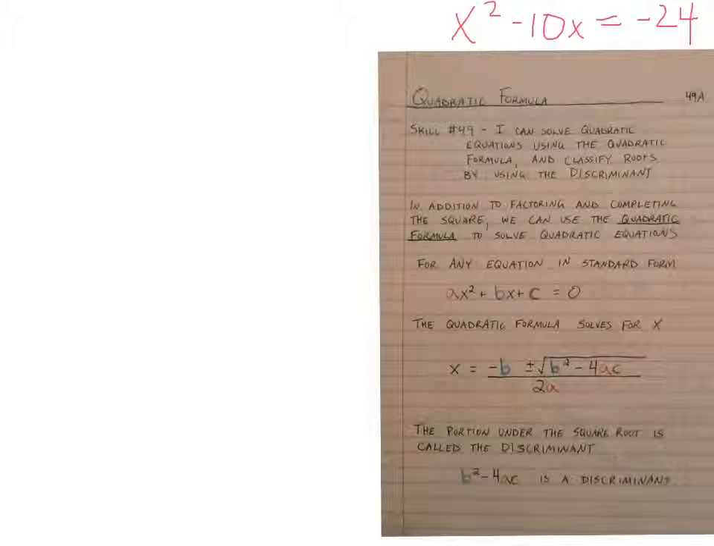To carry out the quadratic formula, we need to have the equation in standard form. As you can see right now, our equation is not in standard form because the constant is on the right-hand side of the equation. So if we rewrite this into standard form, we have x squared minus 10x plus 24 equals 0.